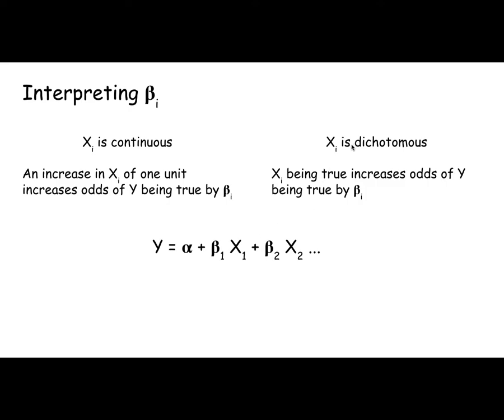If this is some sort of dichotomous variable, so it's a yes or no kind of thing, so was a veteran or not, was previously incarcerated or not, graduated high school or not, the way to interpret it is, if this is true, the odds of Y happening are increased by beta 1.